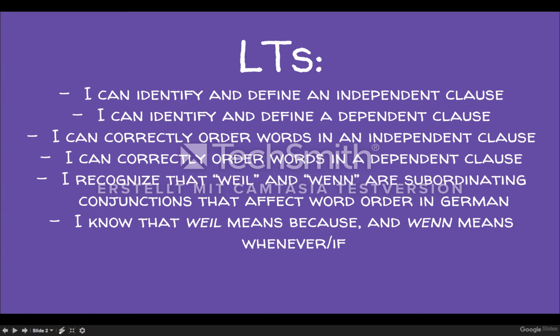The learning targets for this lesson are that I can identify and define an independent clause and a dependent clause. When it comes to German, I can correctly order words in an independent clause. That's review. I can correctly order words in a dependent clause. That's new information. I recognize that weil and wenn are subordinating conjunctions that affect word order in German. Subordinating conjunctions, that's a definition you'll need to know. I know that weil means because, and wenn means whenever, if, or when.